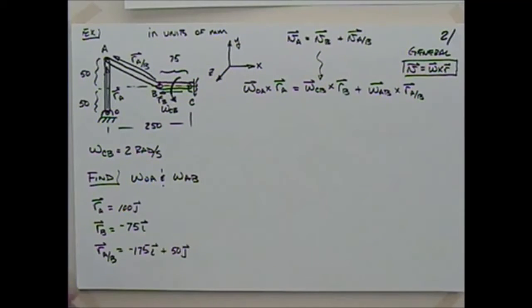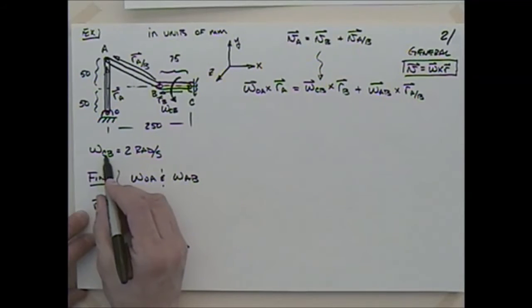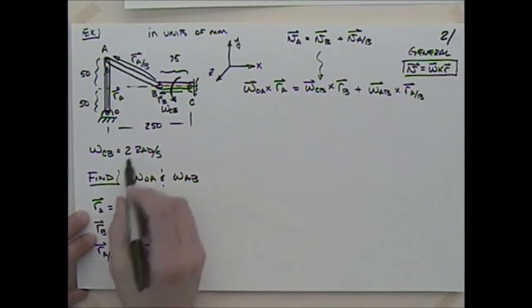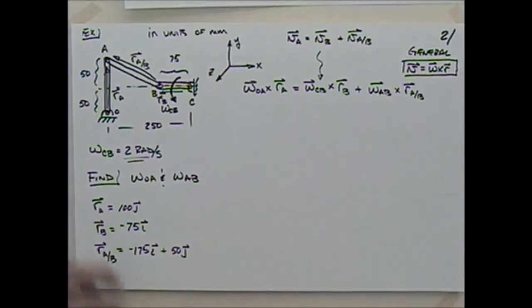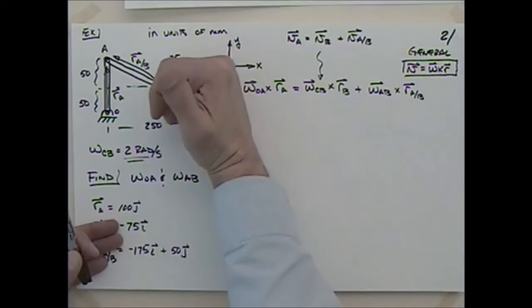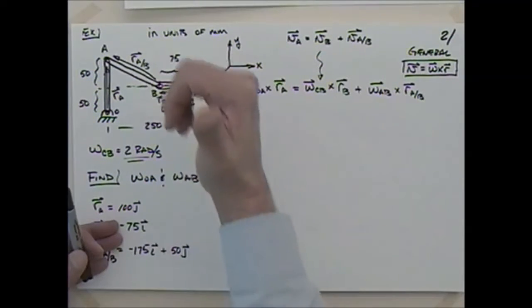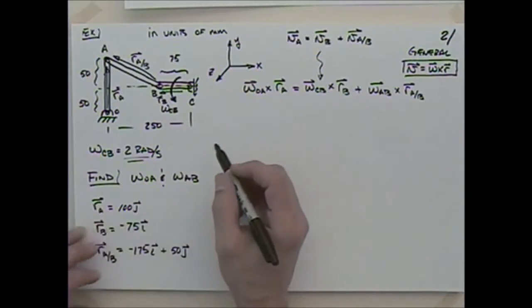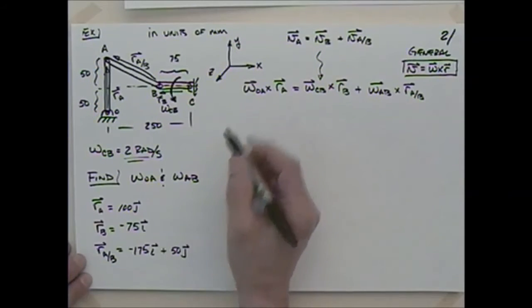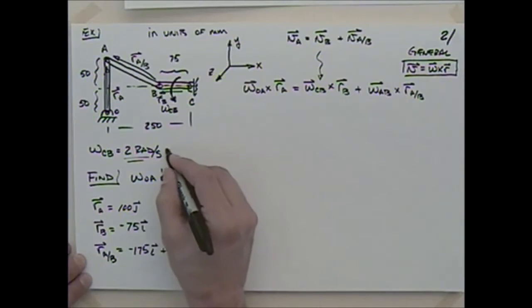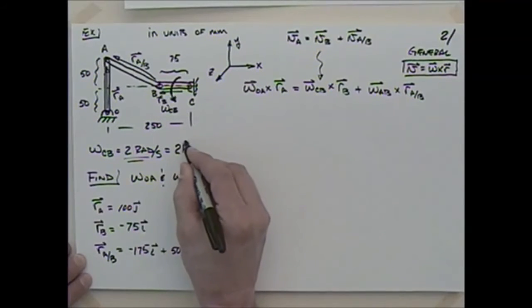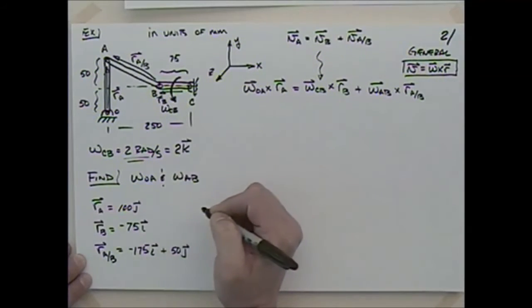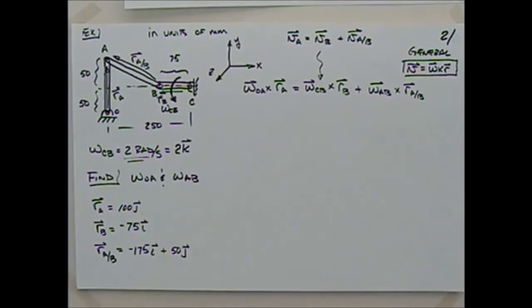One of the things that I should probably do is put this omega CB into a vector expression. We're given the magnitude and the direction here, but if I wanted to write that as a vector, I'd use the right-hand rule, wouldn't I? Take your right hand, put your fingers in the direction of that rotation, and your thumb is going to point out of the page. What's also pointing out of the page? The Z direction. So we know that this is really 2 in the K direction. Okay, is what that is.